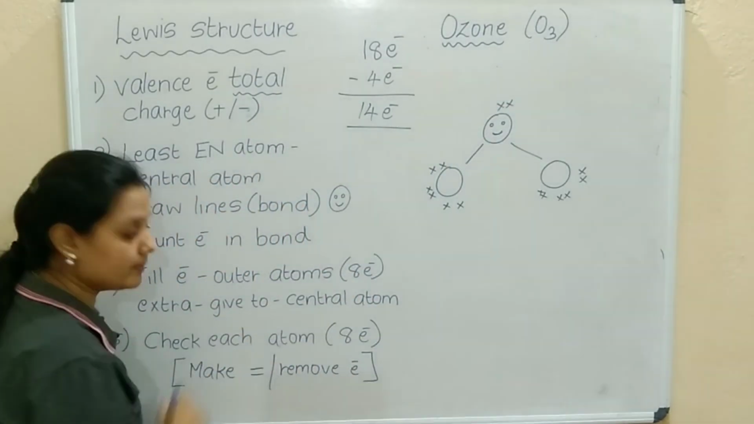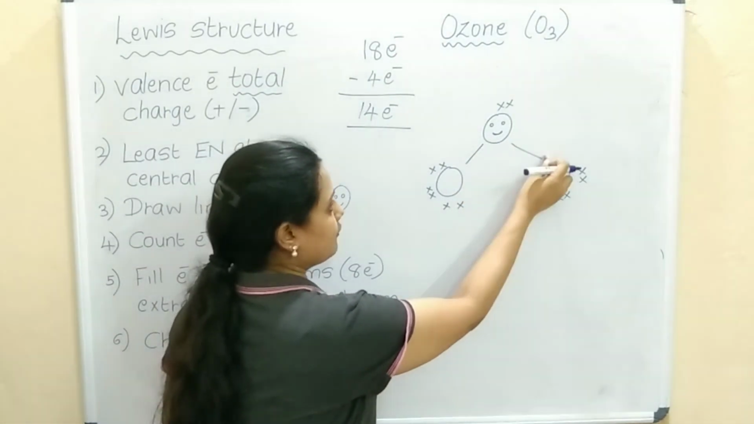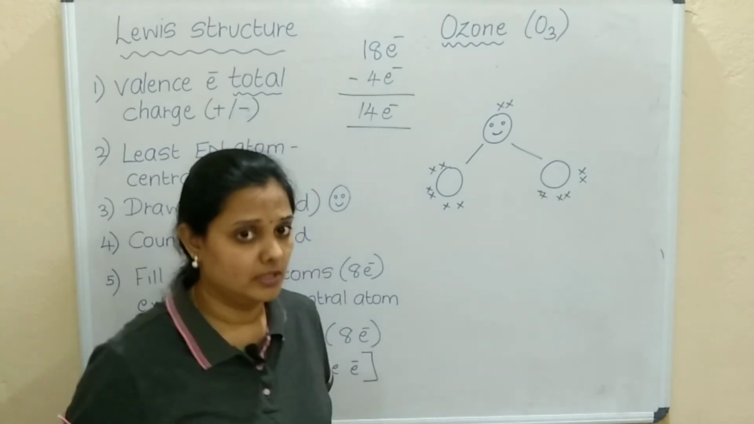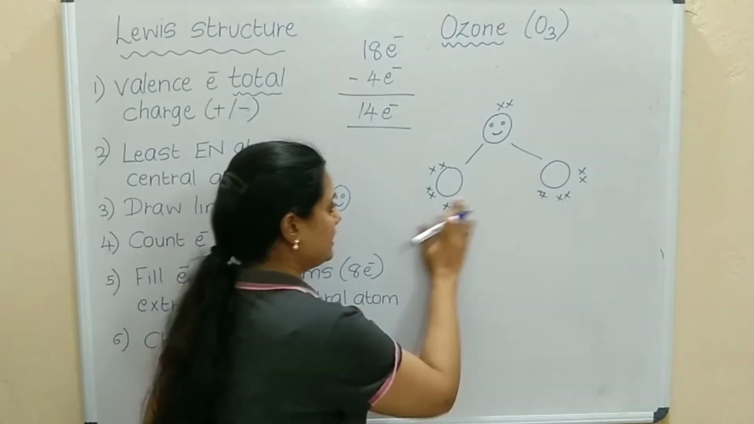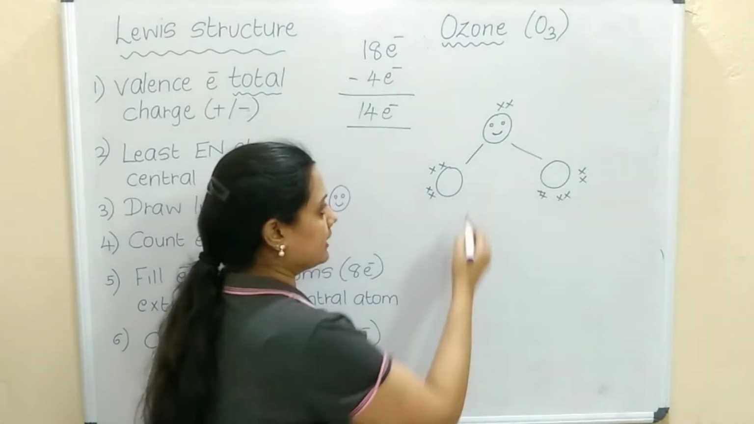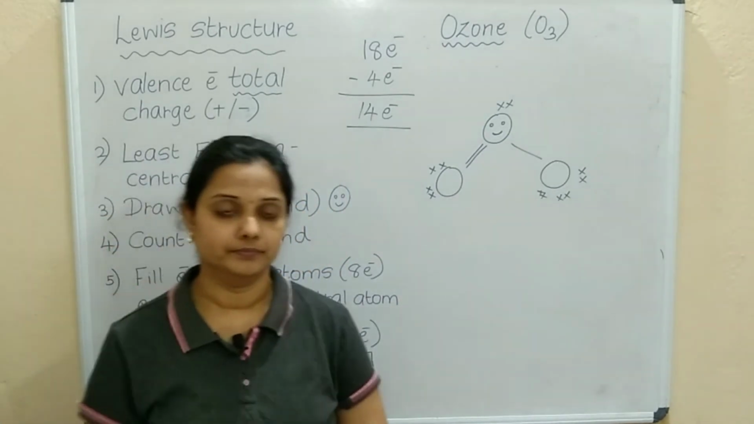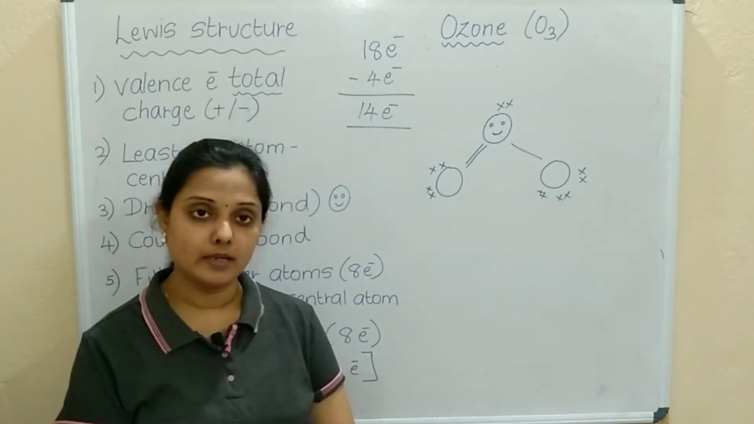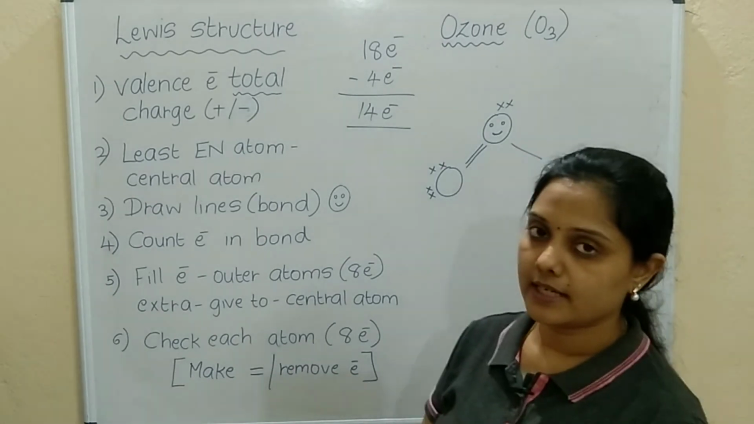Now check that each atom has 8 electrons. The central atom has 1, 2, 3, 4, 5, 6, only 6 electrons. So what should I do? Make a double bond and remove one pair of electrons. Done. Now the central atom is also getting 8 electrons, and the outer atoms are also getting 8 electrons.